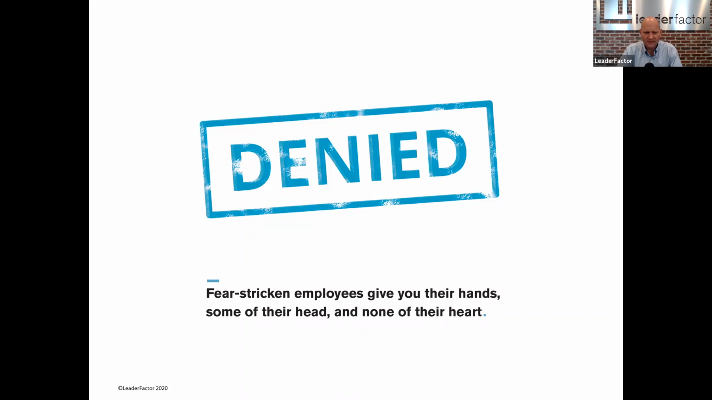Fear-stricken employees give you their hands, some of their head, and none of their heart. You don't get their heart. You get their hands, but they're going to be working out of compliance and not commitment. You're going to get some of their cognitive capacity, but not all of it. You're going to get a portion, and you're probably not going to get any of their heart, which regulates their discretionary efforts. So you're going to get compliance-based performance, and that's not very competitive in 2020.